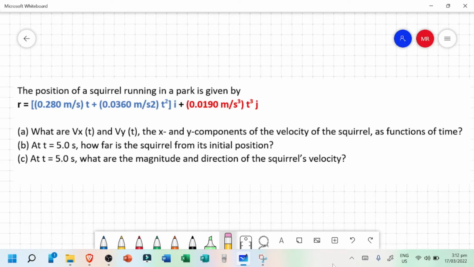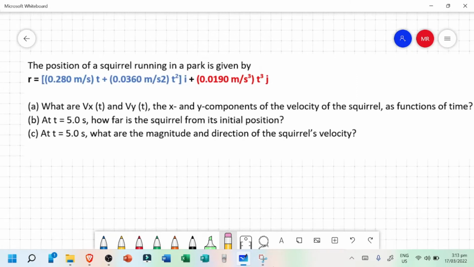So the questions are: what are v sub x of t and v sub y of t, the x and y components of the velocity of the squirrel as functions of time; at time 5 seconds, how far is the squirrel from its initial position; and at time 5 seconds, what are the magnitude and direction of the squirrel's velocity. So binigyan tayo ng position function r. Ito yung function na yon.